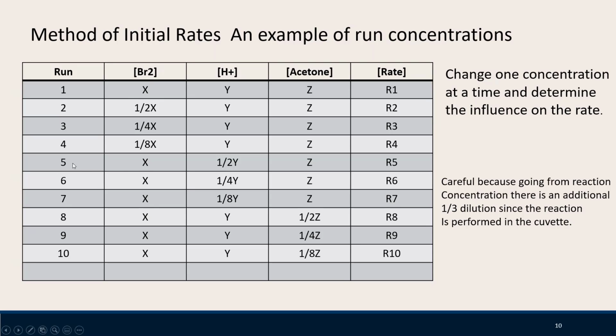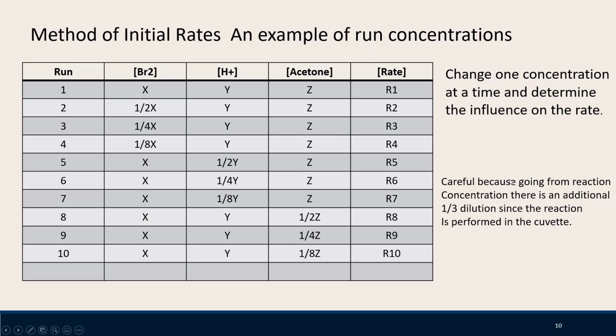And from reaction 5 to 7, we're going to keep the concentrations of bromine and acetone the same, right? So we're looking at reactions 1, 5, 6, 7. And in this case, the concentration of hydrogen changes. And then for runs 1, 8, 9, 10, we keep the concentrations of bromine and hydrogen constant. We change the concentration of acetone. For every reactant, you have 4 data points.